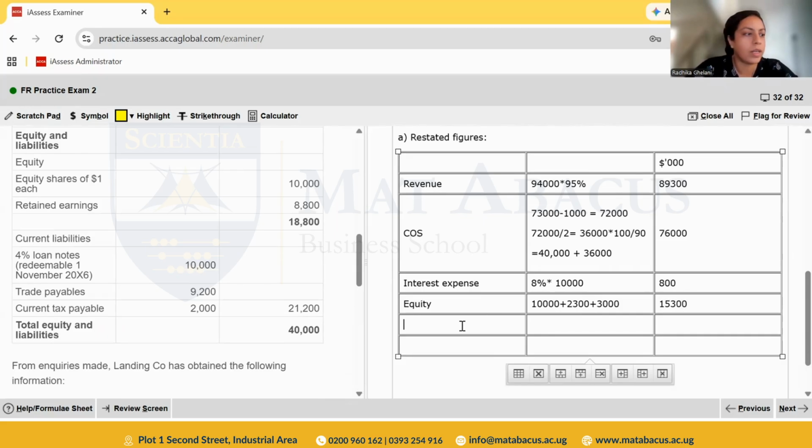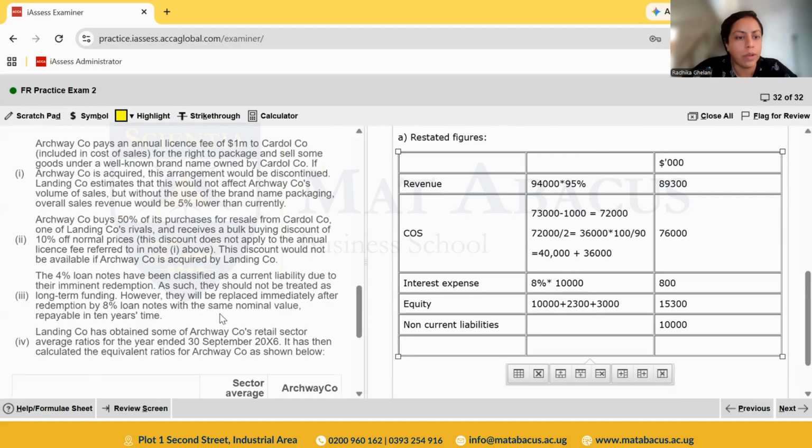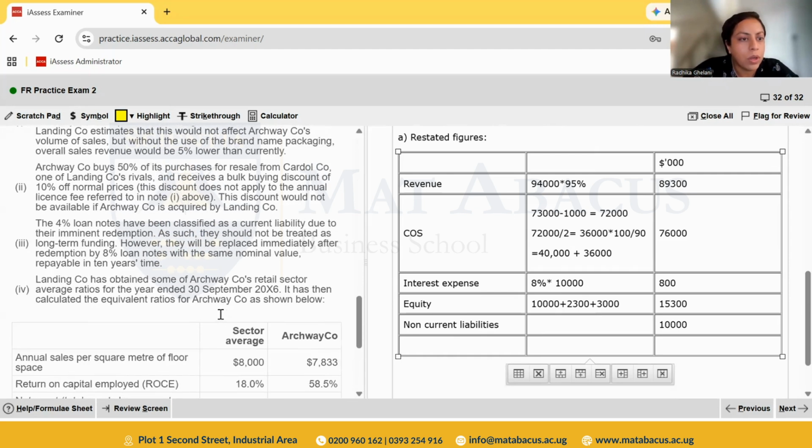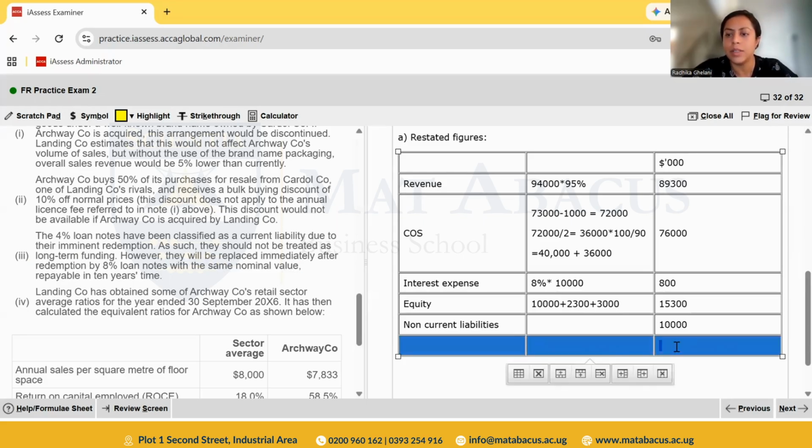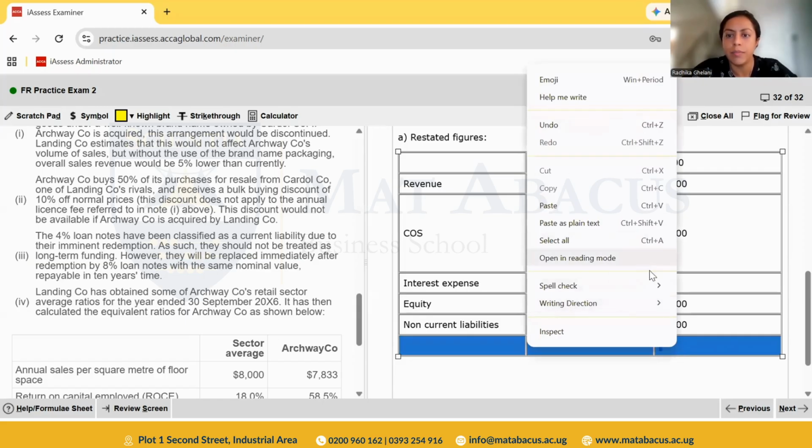And lastly, non-current liabilities remain at 10 million because they're simply replacing the 4% loan with an 8% loan, but they told you that the value is going to be the same. Where did they tell you? Note number 3. They said, however, they will be replaced immediately after redemption by 8% loan notes with the same nominal value. Okay, so 10 million is going to be the value of your non-current liabilities. And that's it. We have done our part A.